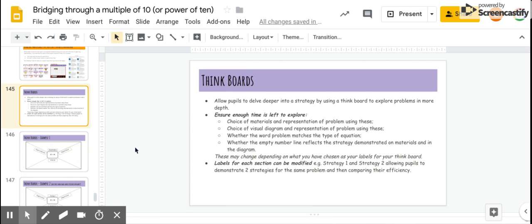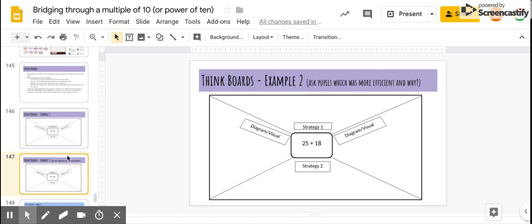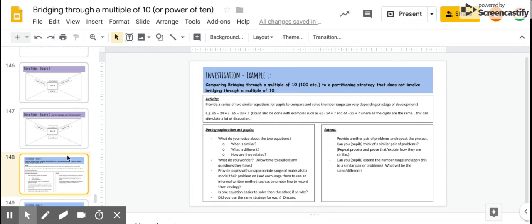There are also other suggestions for follow-up activities, such as the use of think boards, or investigations to dig deeper into a particular strategy or compare and contrast one strategy to another. Hopefully that has provided a helpful overview as to how to use this document to support your implementation of number talks.